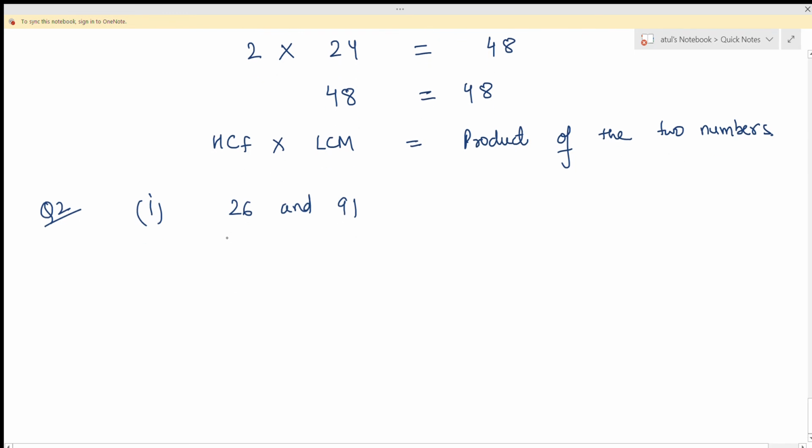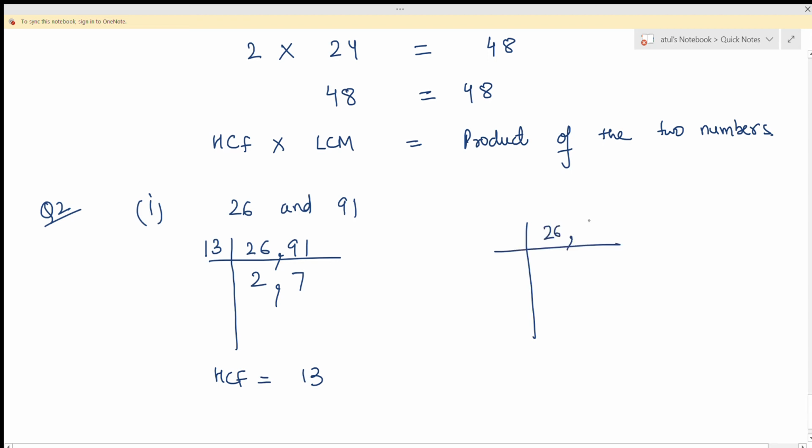So I'm using the common division method, which I feel is easier. I can divide both of them by 13. 13 2s are 26, 13 7s are 91. Now they do not have any common factor, 2 and 7, so I can stop over here. So HCF comes out to be only 13.